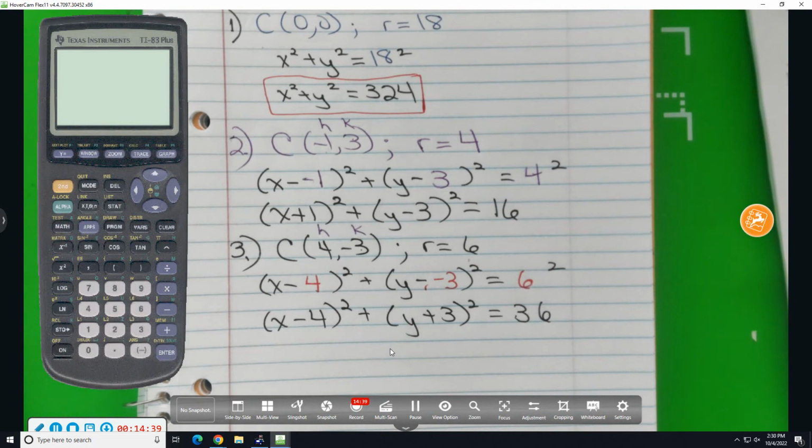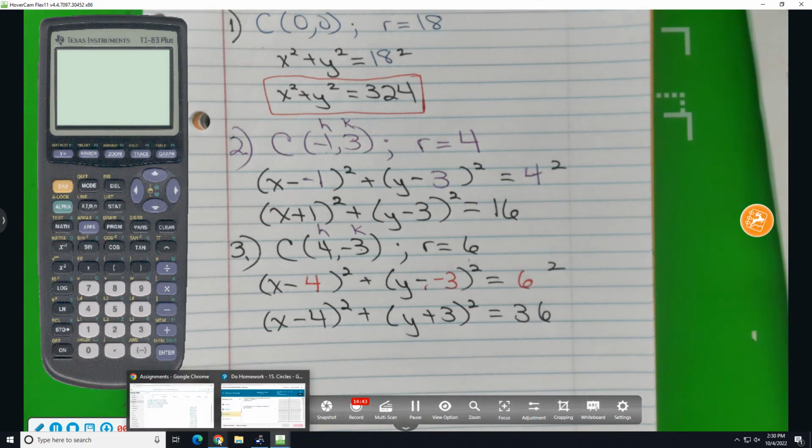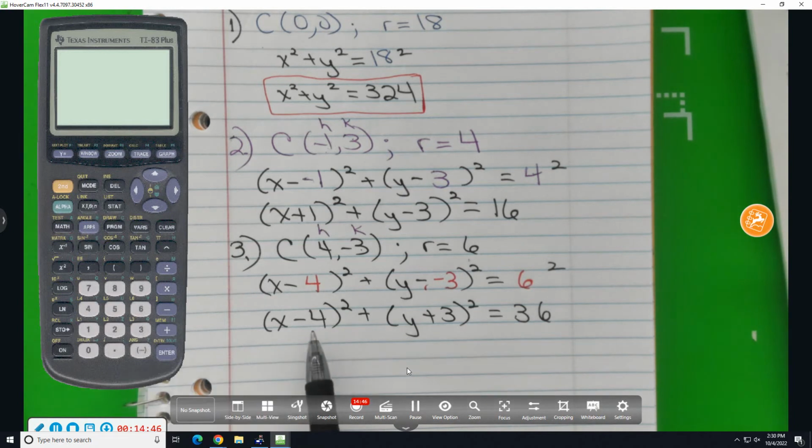Like I said a moment ago, the numbers you see inside those parentheses are exactly the opposite of the center. You see a -4 and a +3. What are the coordinates of the center? +4, -3. And that's important because in a little bit they're going to start giving you the equation, and you have to go back to the center and the radius.